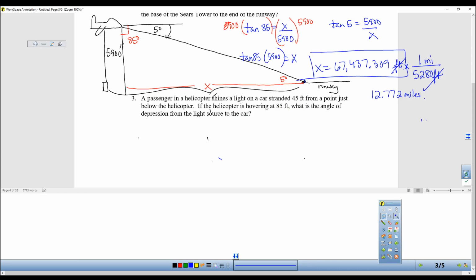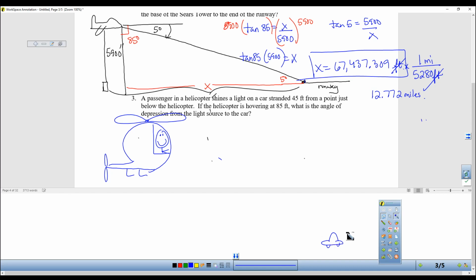A passenger in a helicopter shines a light on a car stranded 45 feet from a point just below the helicopter. All right, I'm just warning you now, I'm not really that great at drawing a helicopter, but you know, this is the only fun I get. So here's my little helicopter pilot. There we go. And I need a car.